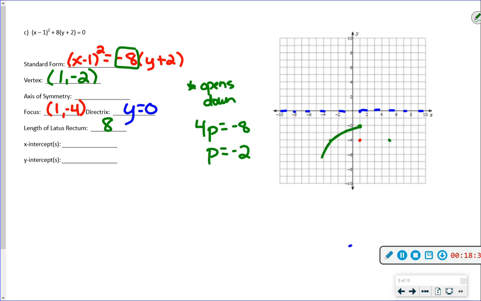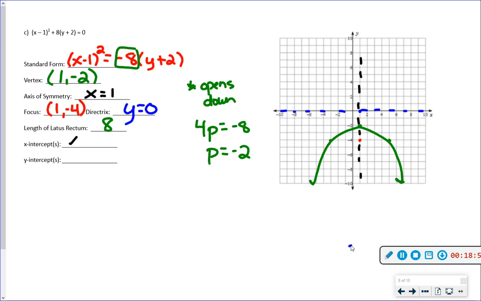Let's draw it. I still got to answer the remaining stuff, of course. Axis of symmetry right through the middle. And your axis of symmetry always hits the vertex there. So I'm at x equals 1. On the right blank there.